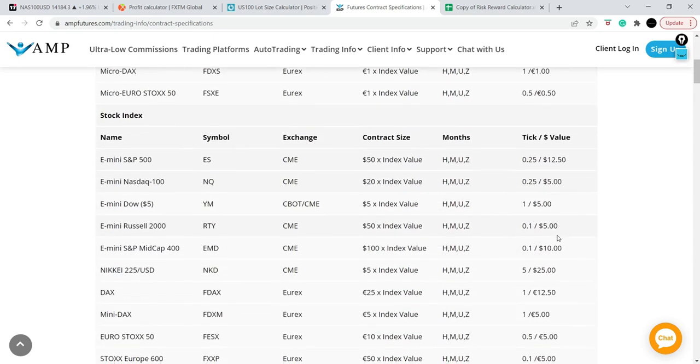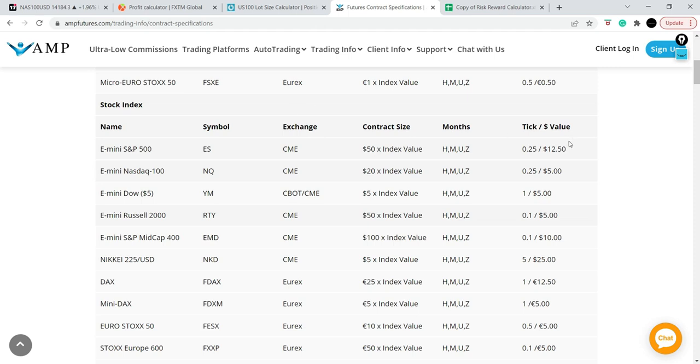Now, these are the minis. If you're doing the minis, the S&P 500 is $12.50 per tick. So if it moves up one tick, that's $12.50. The NASDAQ 100 is $5 per tick. So if it moves up one tick, you're risking $5. So $5 times 20, let's do the math on that, is $100. Okay, so that's how you do it.